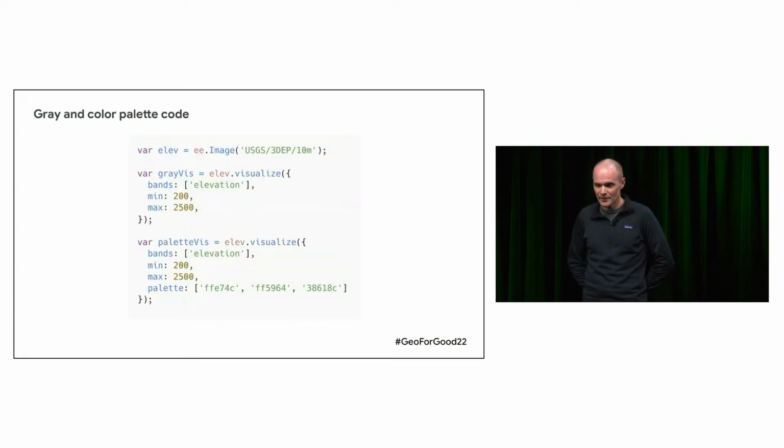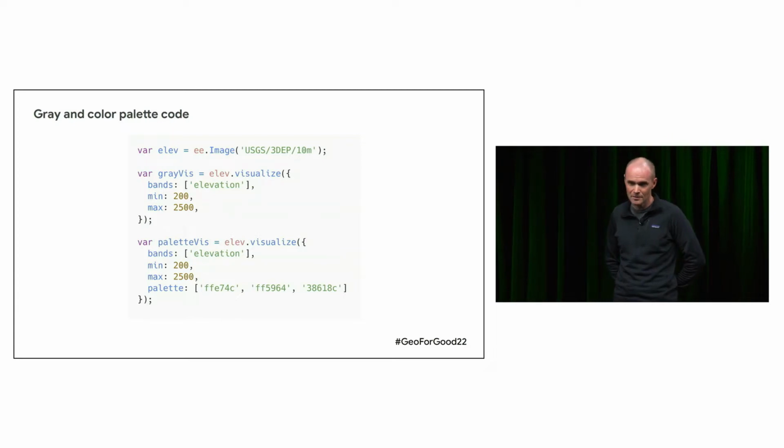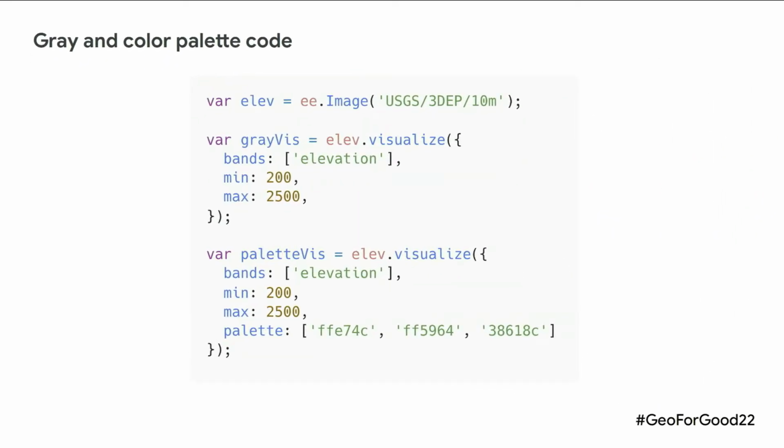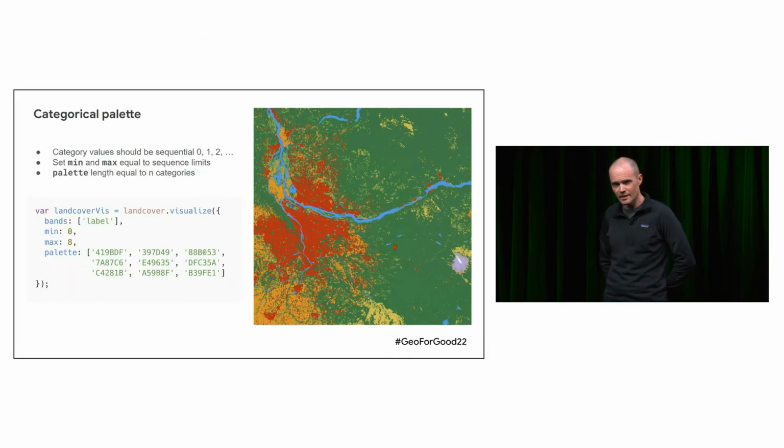And so this is how it looks in code. So that's the elevation model in that first line. That second chunk of code is the grayscale. And so we've called the visualize function on our elevation model. And we say the band that we want to visualize is elevation. The minimum and the maximum are 200 and 2,500. And then in the third one, we have the paletted. And the only difference there is that we've added the palette argument with those 3 colors we just saw previously.